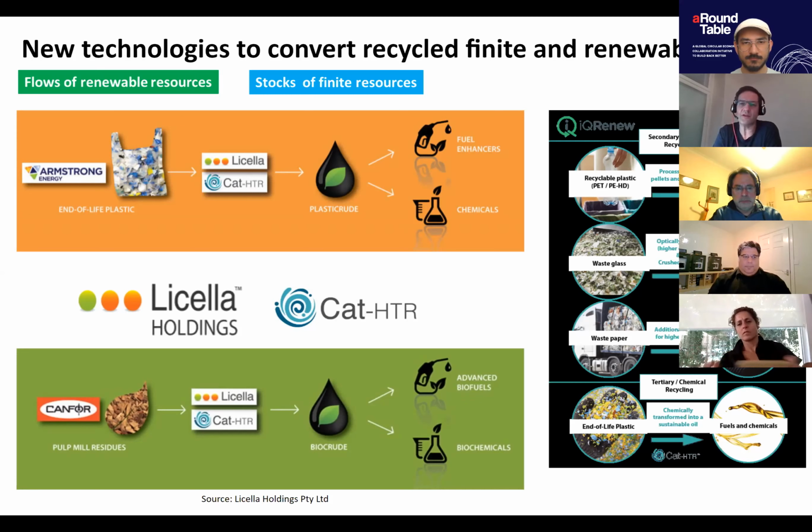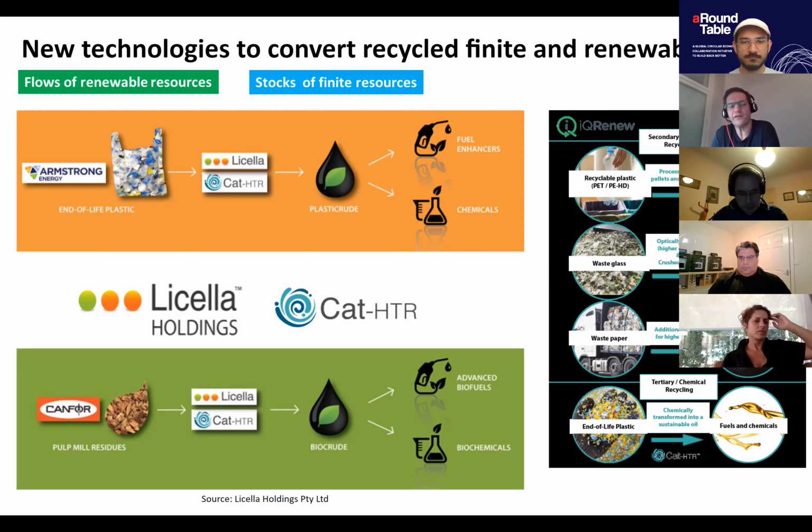So they've basically got a couple of joint ventures now, one in the UK. It's actually changed from Armstrong Energy to Mura, and they've just recently done a JV with a large technology company, and they're going to build the first Cat-HTR hydrothermal liquefaction plant, basically to convert waste plastics into plastic crude, as they're calling it. That plastic crude potentially can be broken down, the ring broken and opened, and then new chemicals extracted from that, or if not, then fuel enhancers. And then with their partner in Canada, Canfor, they're now working with pulp mill residues, using similar technology to make a biocrude and advanced fuels and biochemicals from that.